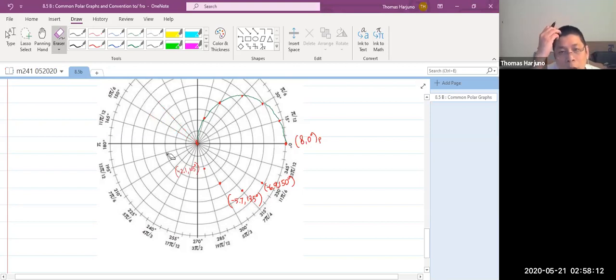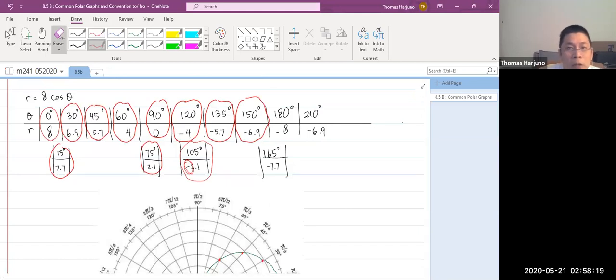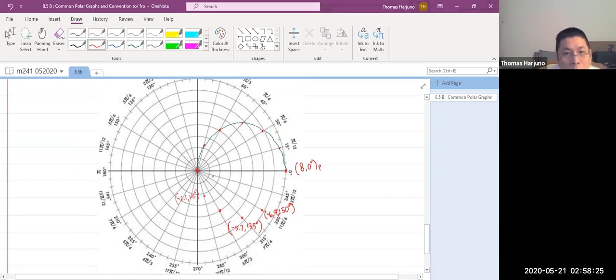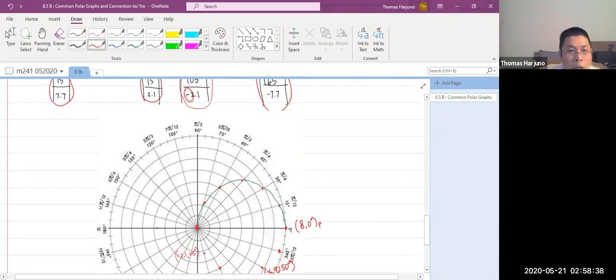And last ones, 165 degrees, negative 7.7. So 165, but I shoot backward negative 7.7. I will get here. And at 180 degrees, I get negative 8. 180 degrees, I shoot backward 8. It gives me the same thing that I had earlier.